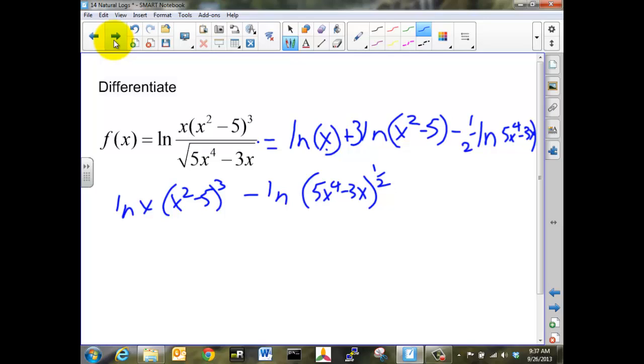Okay? So now that we've got that done, let's go back and look at just the first part of our statement here, Connor. We've got x times something. That's the multiplication one. So we can break this part up as ln of x plus ln of x squared minus 5 cubed. And we're just going to bring this down over here.